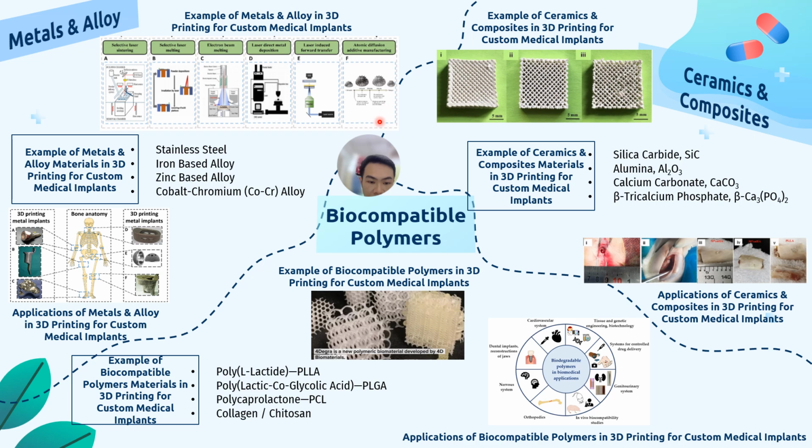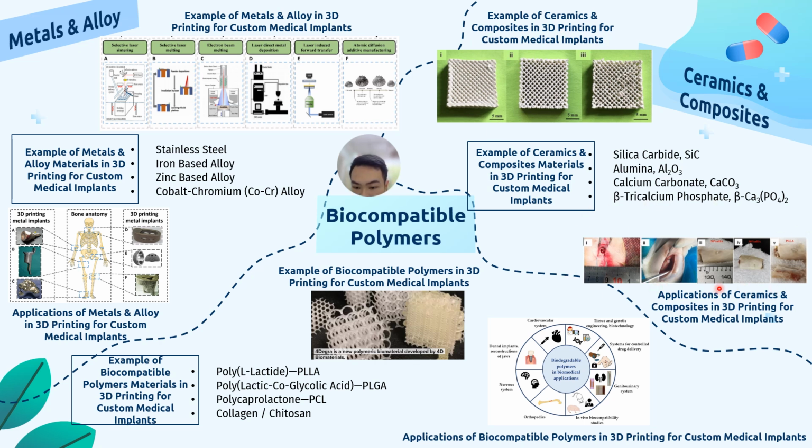This is an example of metals and alloys materials used in 3D printing for custom medical implants: stainless steel, iron-based alloy, zinc-based alloy, and copper chromium alloy. So the applications of metals and alloys you can see in the picture here. And for the ceramics and composites, we use silicon carbide, SiC, alumina, calcium carbonate, and beta tricalcium phosphate, as shown here. You can see the example of medical implants from 3D printing techniques from ceramics and composites looks like here, and the application is in here.